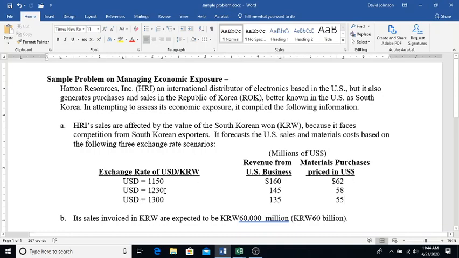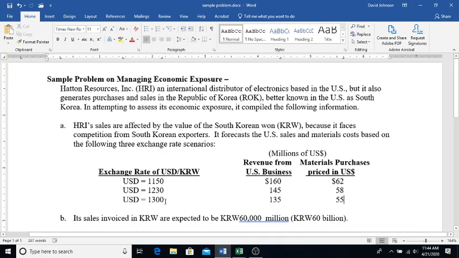If the exchange rate is $1 will buy 1,231 won, and this would represent a strengthening of the dollar and a weakening of the won, then we have revenue from U.S. business that falls a bit, to 145. In other words, the dollar is stronger relative to the won, so we're not as competitive compared to South Korean exporters. U.S. revenue would fall because we're losing some revenue to, say, South Korean competitors. But with the lower revenues, you have lower materials cost as well.